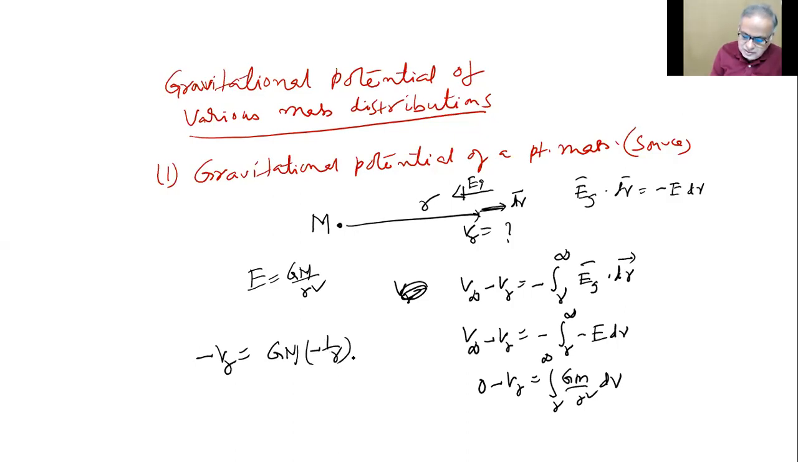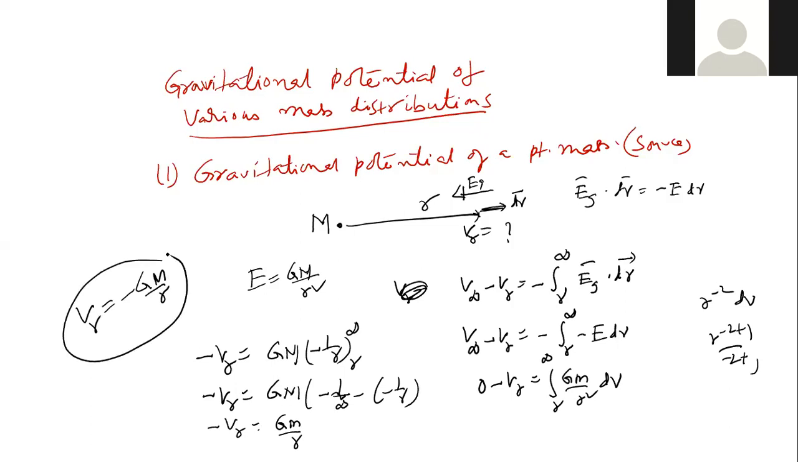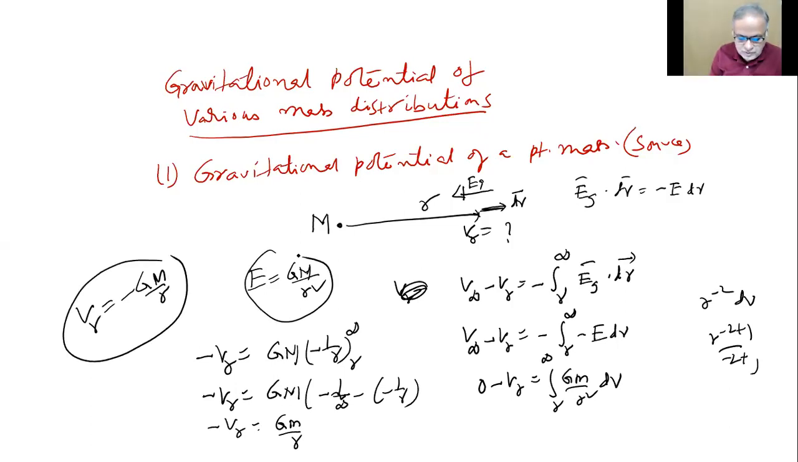Is this right? God knows. R to the power minus 2 dr will be R to the power minus 2 plus 1 by minus 2 plus 1. So what do I get? Gm into minus 1 by infinity minus 1 by R. So V at R equals Gm by R, with the negative sign. Field strength was this, and this is potential. So these are two characteristic features of the field surrounding the source mass M.